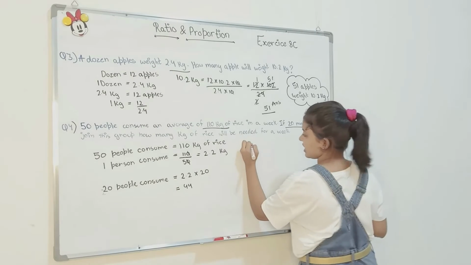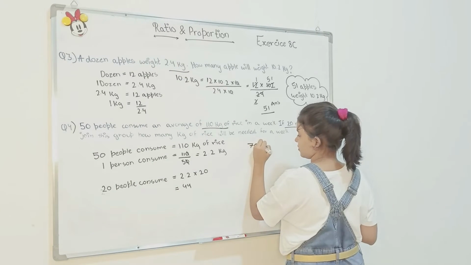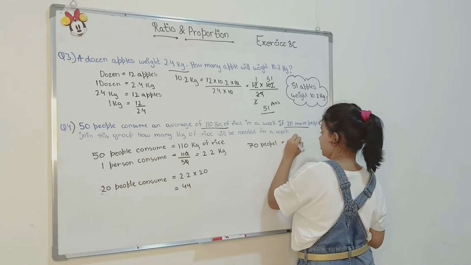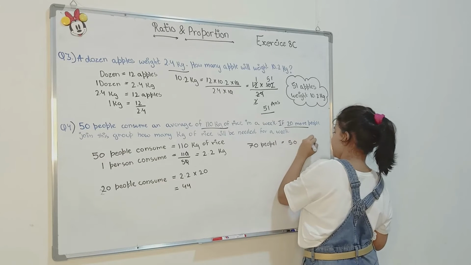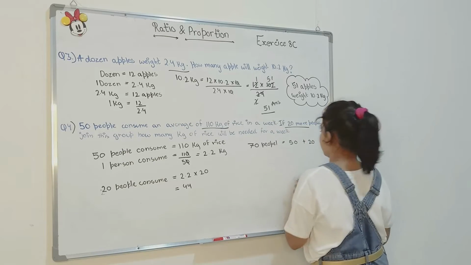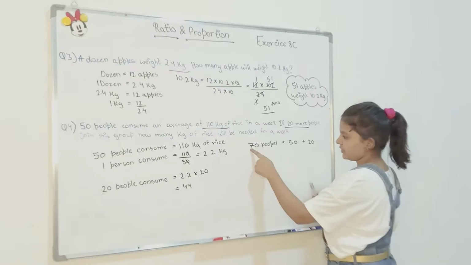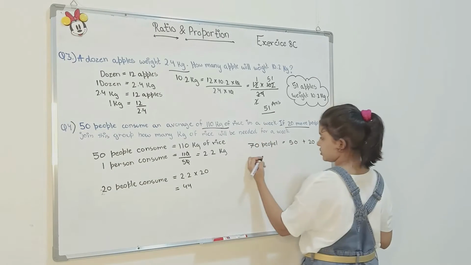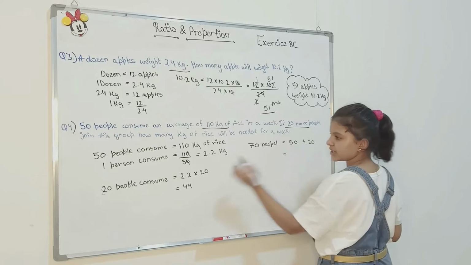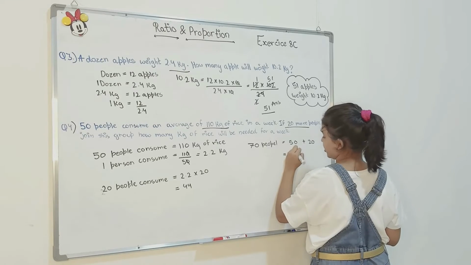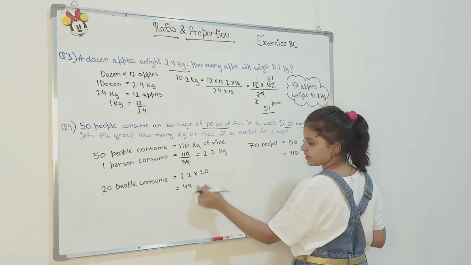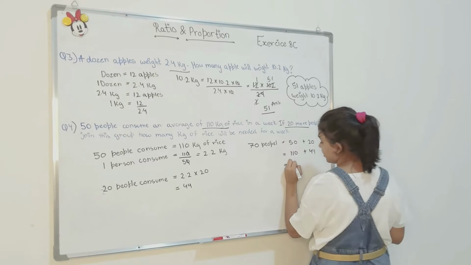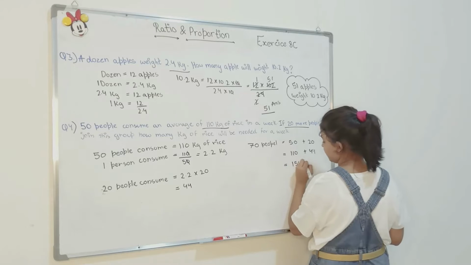So now 70 people is equal to 50 plus 20. So here 50 plus 20 is 70 people, because we are adding 50 people and 20 people. So then we'll write 50 people consumed 110 kgs of rice and then 20 people consumed 44 kgs. So after adding them, we will get 154 kg.